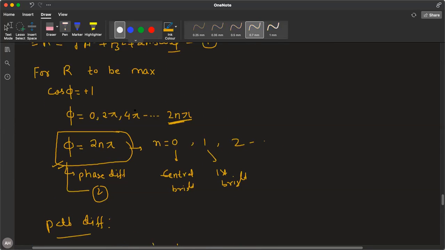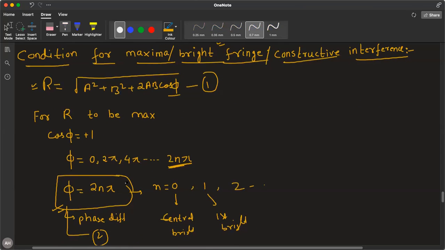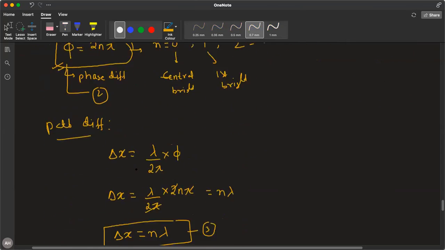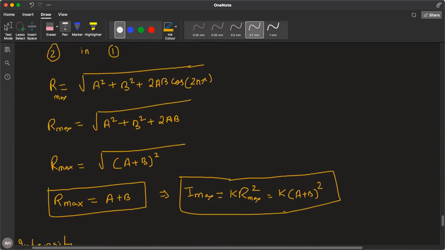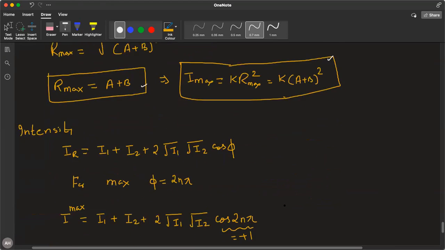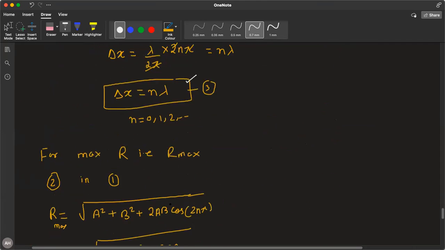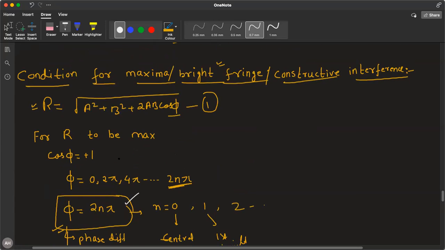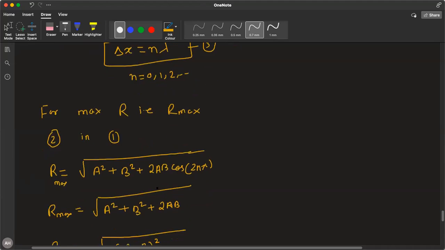The relations that you have to remember: phase difference phi is 2n pi for the maximum amplitude. Path difference is n lambda for the maximum amplitude. Maximum amplitude is a plus b. Maximum intensity is k times R max square, which is k into a plus b square. Maximum intensity is root I1 plus root I2 the whole square. And all these things are valid only if your phi is 2n pi and your delta x is n lambda. So you have written up to here.